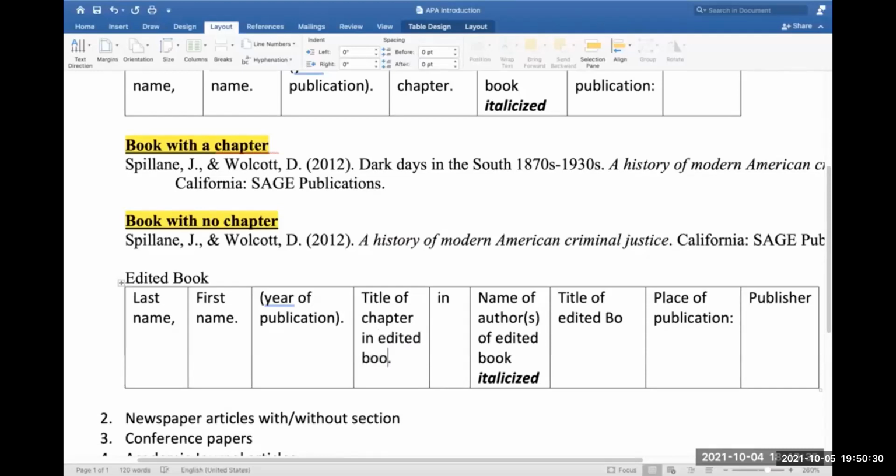You realize how meticulous it is? Name of author, edited, title of edited book. And I think the last part remains the same. Oh, pages.